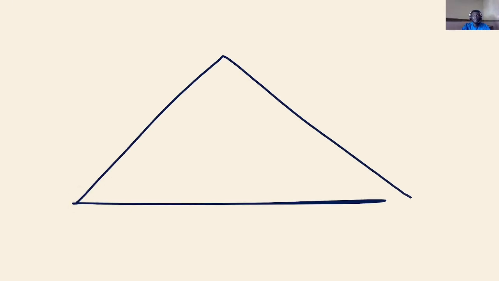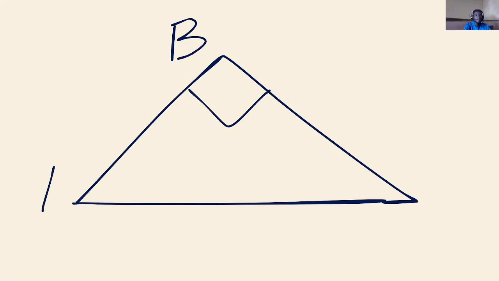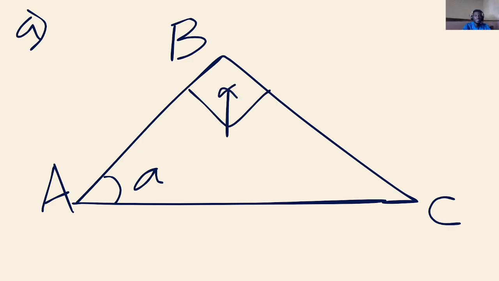So let's try it out together. This is your right angle triangle, and the 90 degrees is here. This is B, this is A, and this is C. So this is our angle of interest in the first case, A. So from the definitions, this is our right angle, and this is the side that is opposite to it. So automatically, this is our hypotenuse.